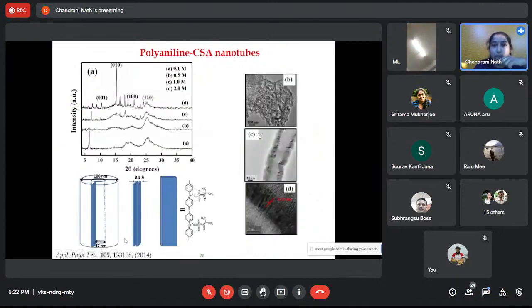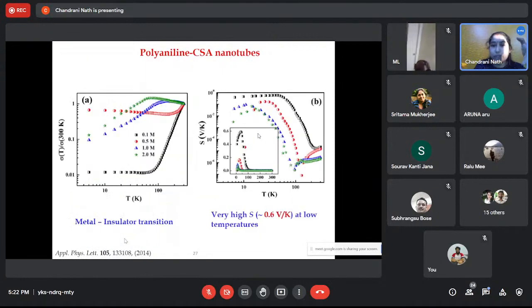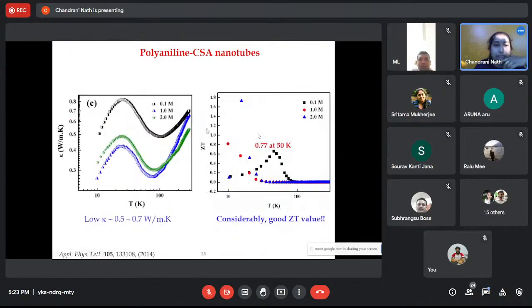So what we have done is synthesize polyaniline and CSA doped nanotubes. I'll quickly go into the results. What we have found here is that the S value is very high at low temperatures, close to 0.6 volt per Kelvin. This high value, and this peak, is actually due to the phonon drag effect. I'll not go into detail on what this is; I just want you to go to the results.